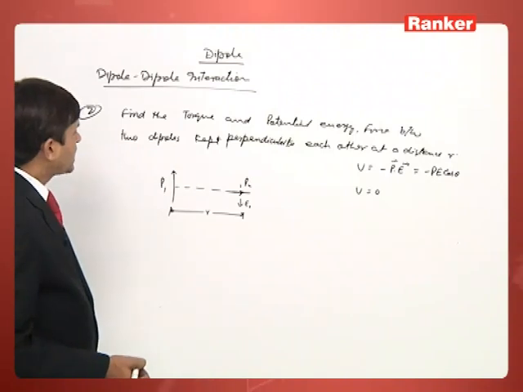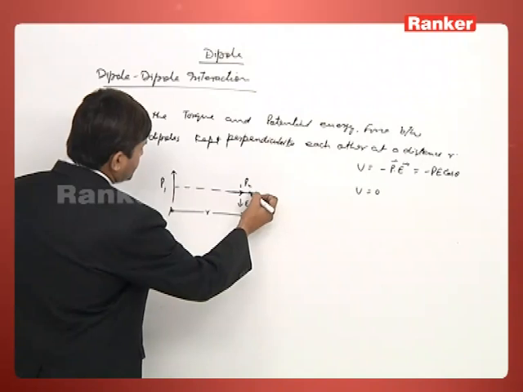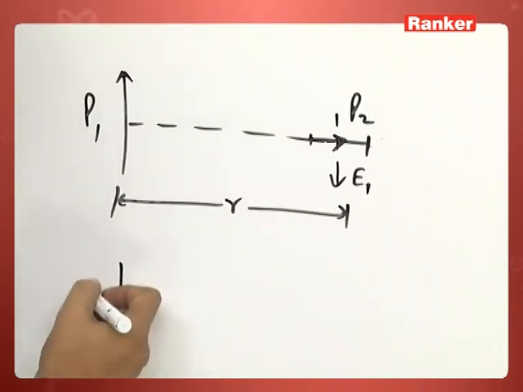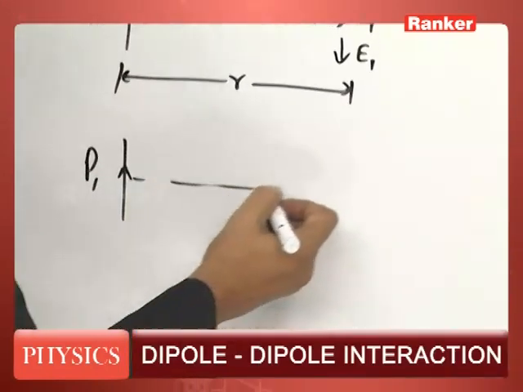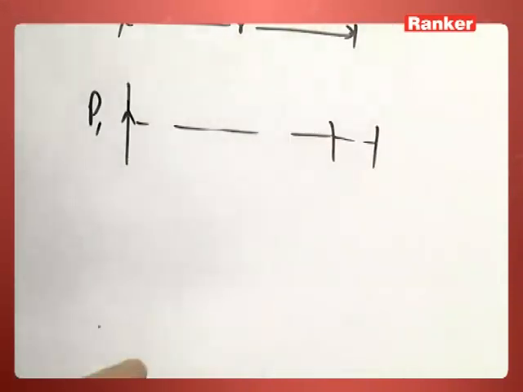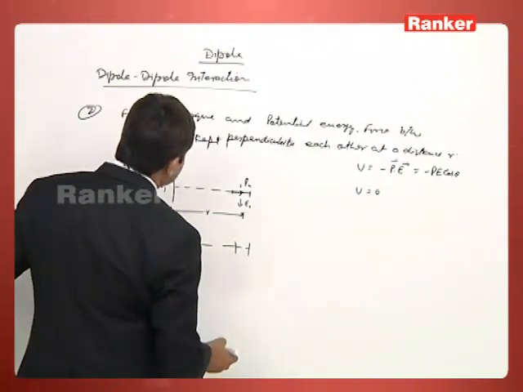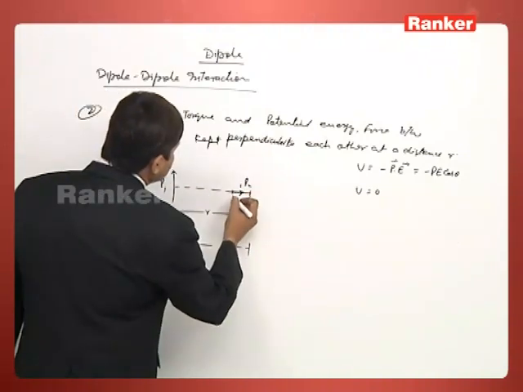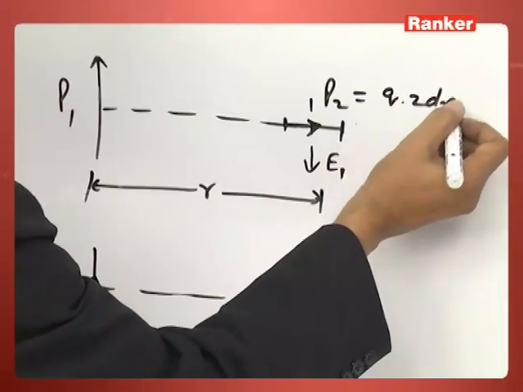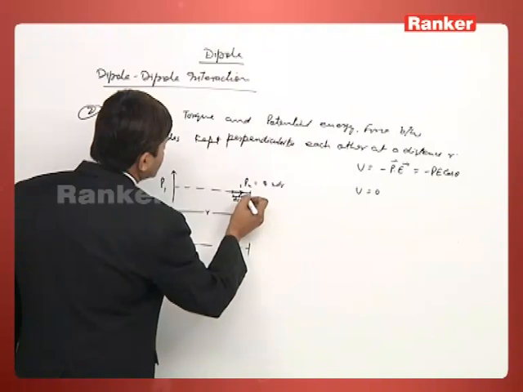Now if we are looking at the forces, some different approach we have to follow. This is your dipole moment P2. So the variation of electric field we will see here. How does the electric field vary? So P2 is written as Q into 2 dr. Dr is this, and dr is this.